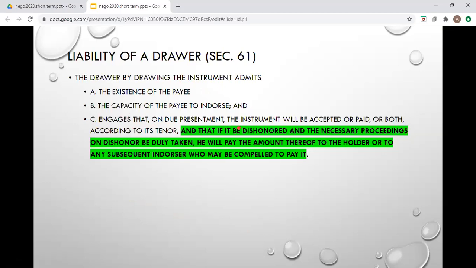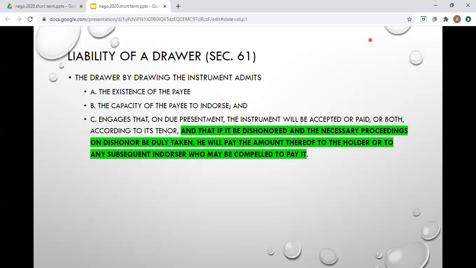So the drawer, by drawing and subsequently issuing that instrument, actually made a warranty that the instrument would later on be accepted by our drawee. If the drawee did not accept that, then there has been violation of that warranty made by our drawer. If the drawee did not accept it, then technically there is now what we call dishonor by non-acceptance.